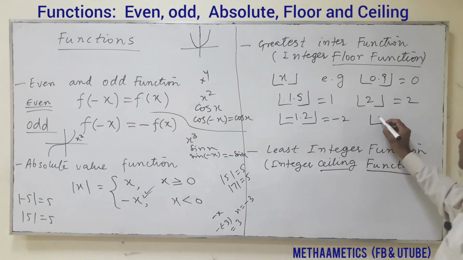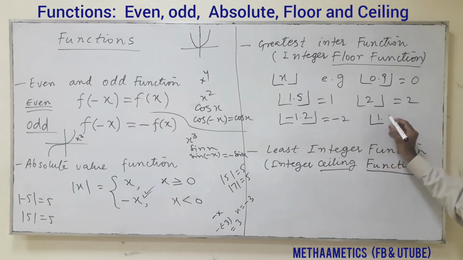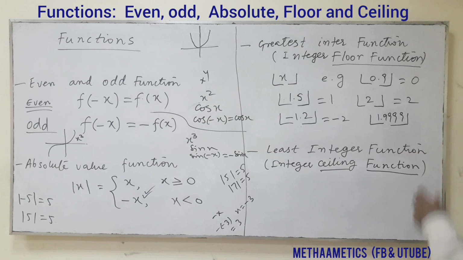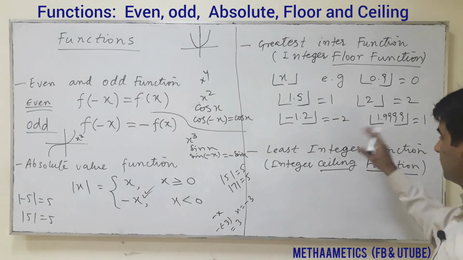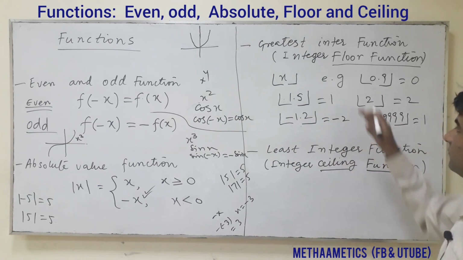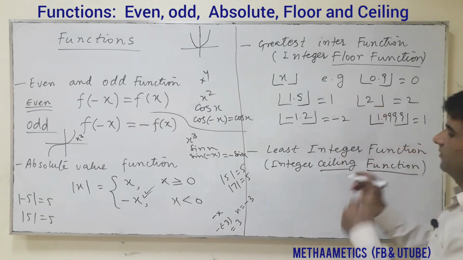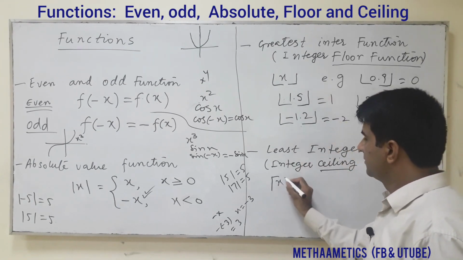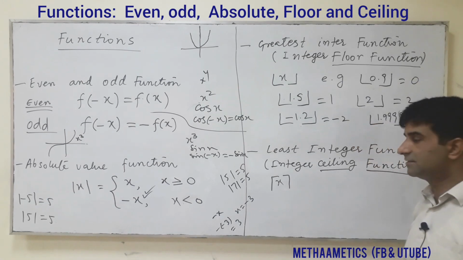Okay, now if we put 1.9999, we get an integer here, but less than this, not greater than this, so that will be 1. The ceiling function follows the same concept as above, but with the greater value. The ceiling function is opposite to that. The ceiling function is denoted by this symbol.